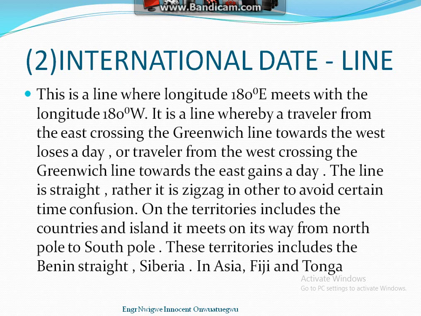On the line, territories include the countries and islands it meets on its way from North Pole to South Pole. The territories include the Bering Strait, Siberia. In Asia we have Fiji and Tonga.